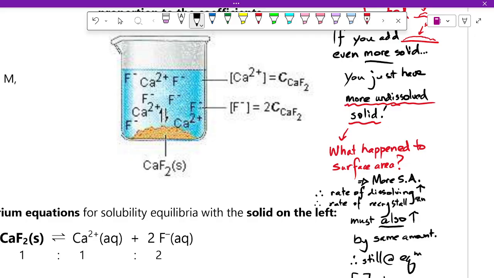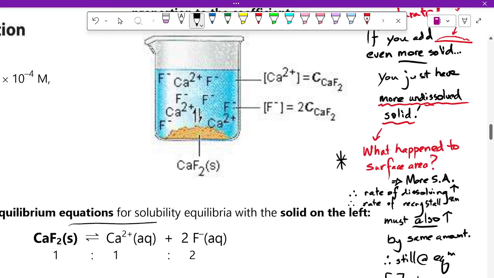This is a question that, if it comes up, students generally do very poorly on. They're like, oh, I added more solid. That's going to shift it to the right, and now I'll have more dissolved. No, why does that not work? Generally, when I increase a concentration, it will cause a shift. Why does adding more solid not cause a shift? Solids don't have concentration, so you cannot increase the solid.